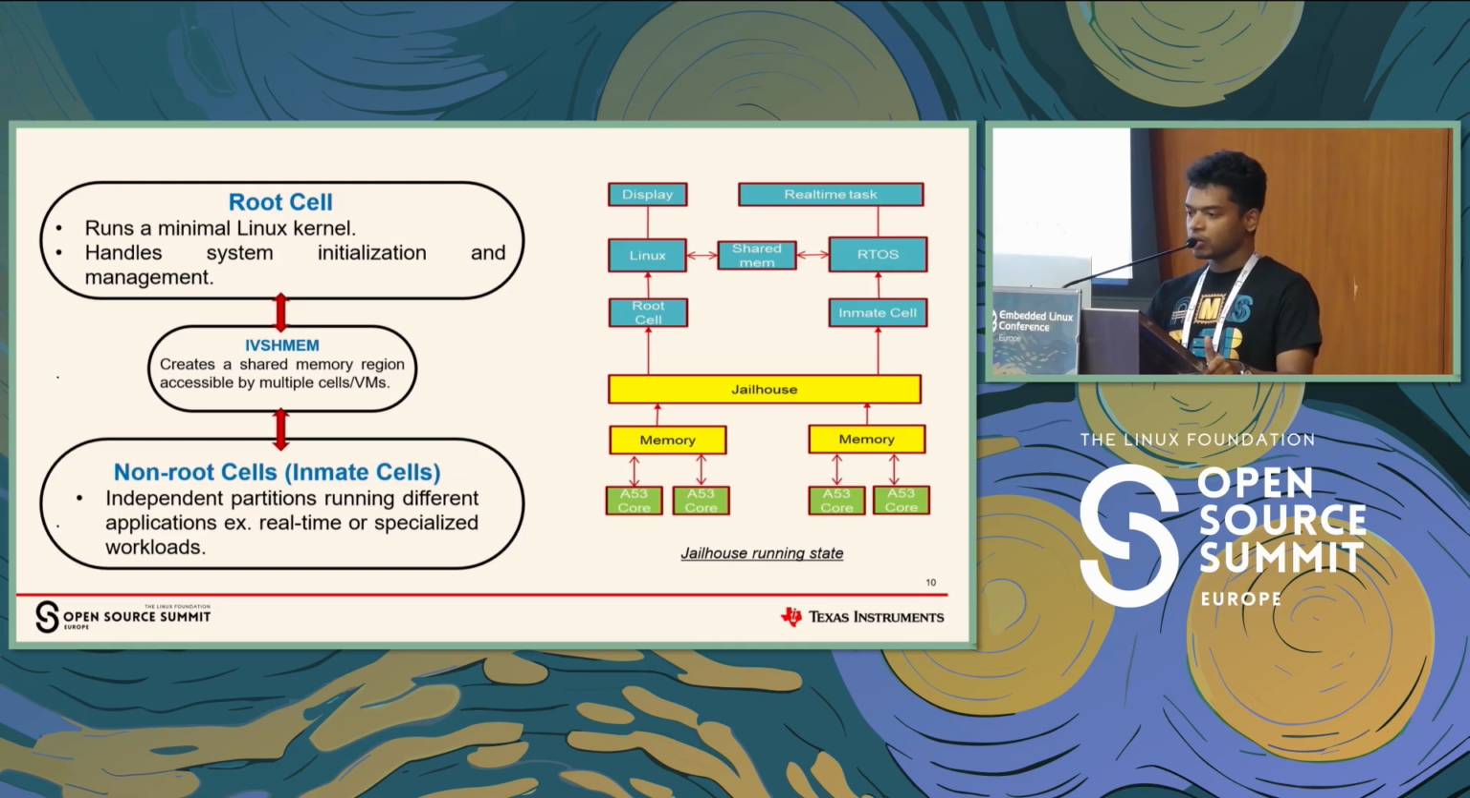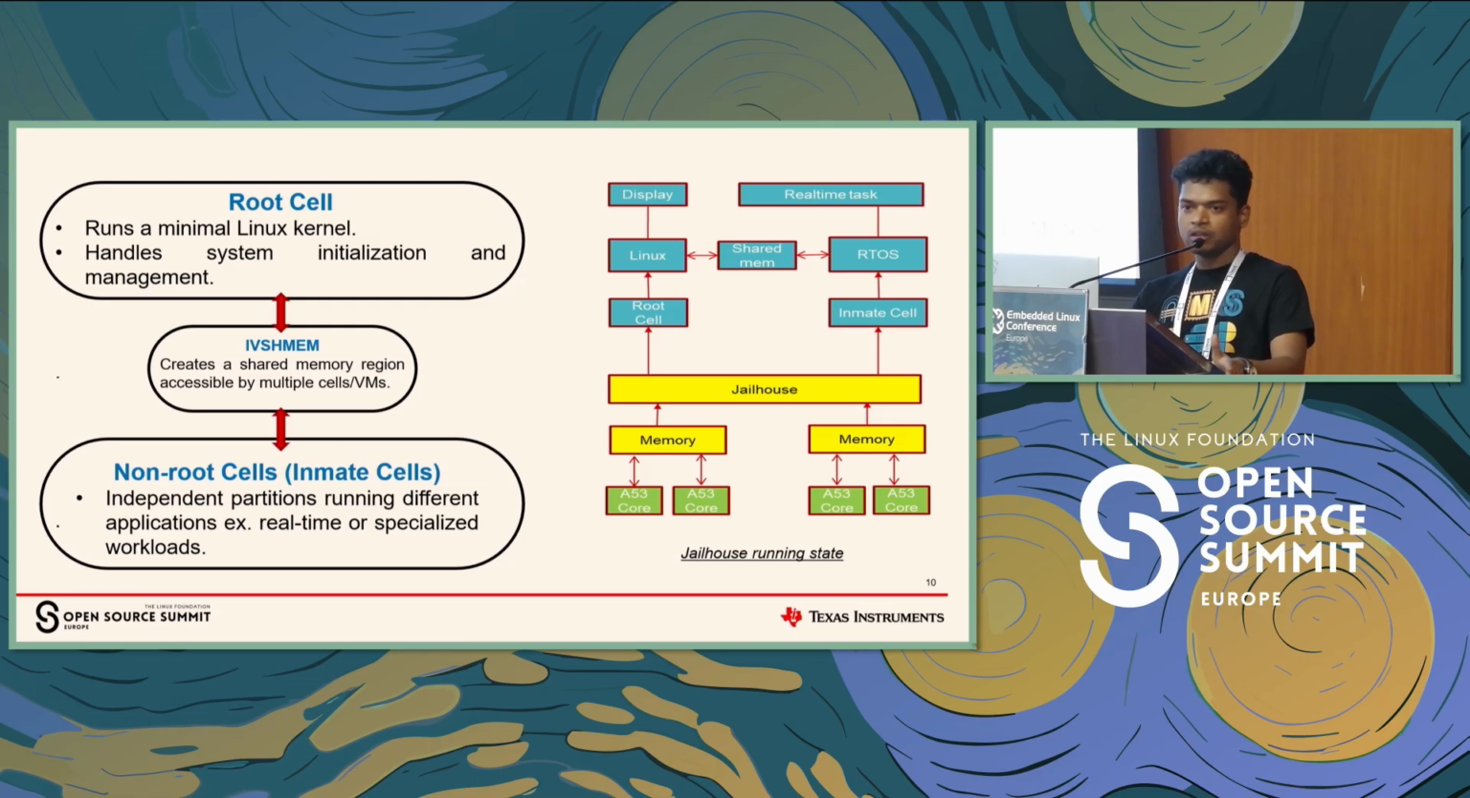A little bit about the root cell and the inmate cell. In a root cell, you can run a minimal Linux kernel, which can handle the system initialization and management. Your non-root cells could be Linux, maybe an RTOS, or bare metal. The most important thing is the shared memory part. Jailhouse supports IVSHMEM, inter-VM shared memory. It creates a shared memory region for different VMs to interact with each other, and also the root.